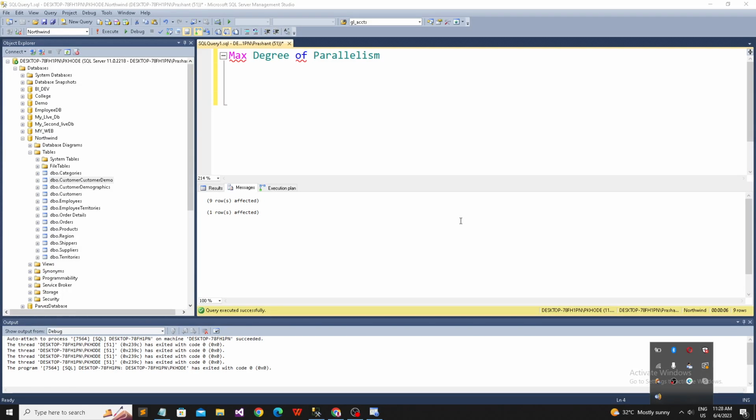Today we are going to talk about Max degree of parallelism. The name itself suggests something like parallelism. Parallelism means multithreading, and max degree means the processor. So it is related to the processor and multithreading. To understand this, let's look at the diagram.